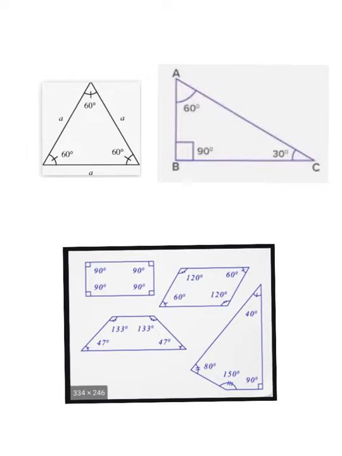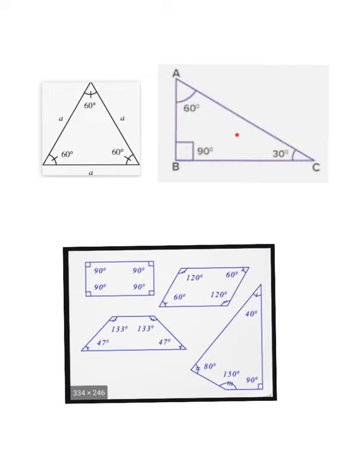In this short video, we're going to talk about how you can find a missing angle measurement in a triangle or in a quadrilateral. Before we can talk about that specifically, we should notice something about the sum, so what they add up to, the interior angles of triangles and quadrilaterals.